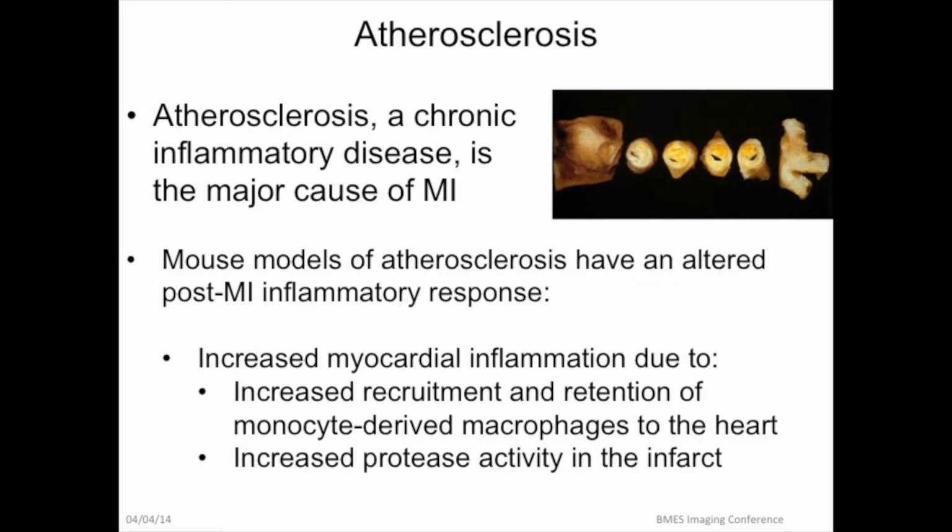So, we know the major underlying cause of MI is atherosclerosis or coronary artery disease. It's a chronic systemic inflammatory disease state, and several papers have shown that atherosclerotic mouse models have an altered inflammatory response post-MI. Just a couple of examples of what that means: they have increased myocardial inflammation due to increased recruitment and accumulation of inflammatory cells. Specifically here, what's important to us is monocyte-derived macrophages to the heart post-MI, which leads to increased protease activity in the infarct and peri-surrounding region.